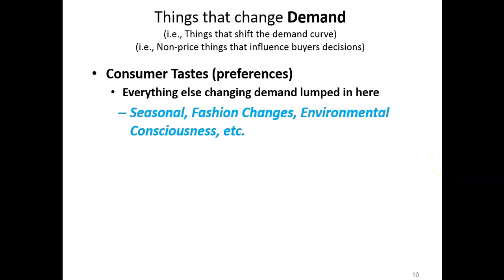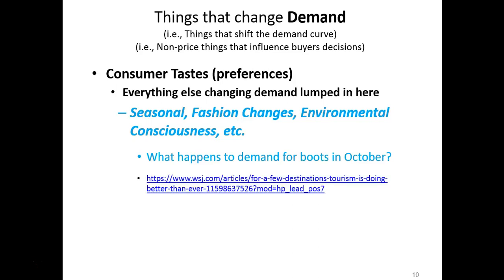Seasonal changes. Fashion changes. Increasing environmental consciousness will increase demand for renewables, renewable energy, and decrease demand for things like electricity produced from coal, fossil fuels, for example. So, for example, what happens to demand for boots in October? Well, it increases.